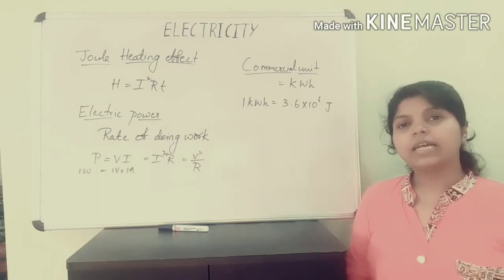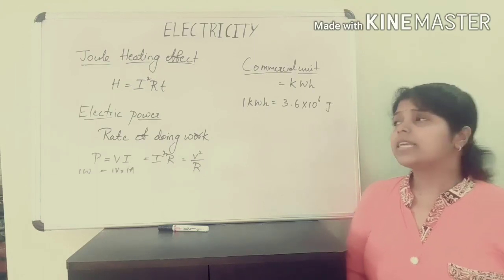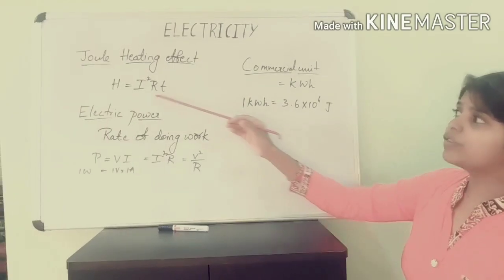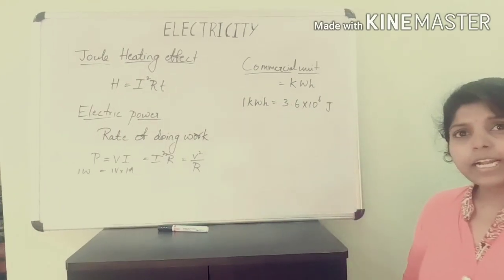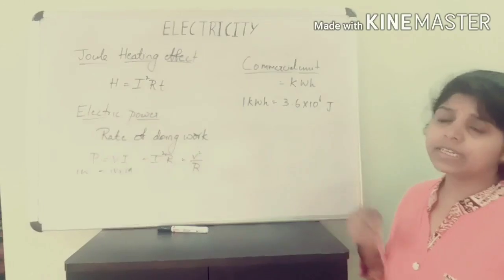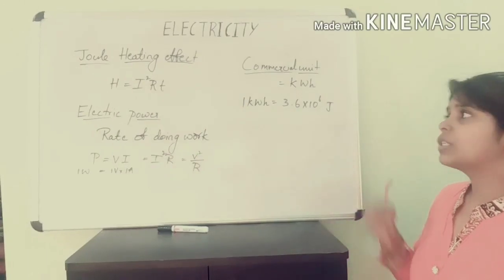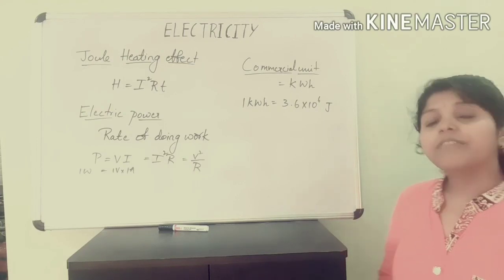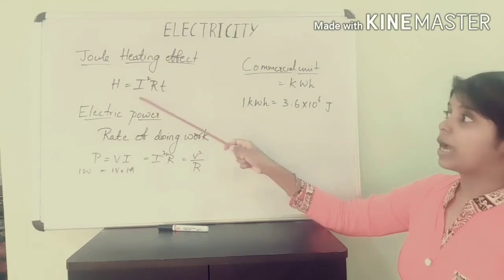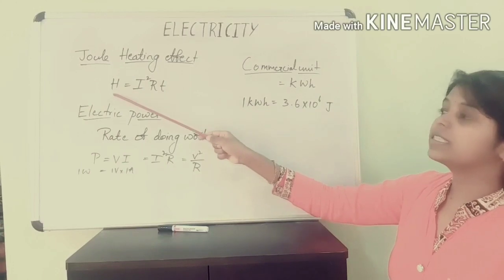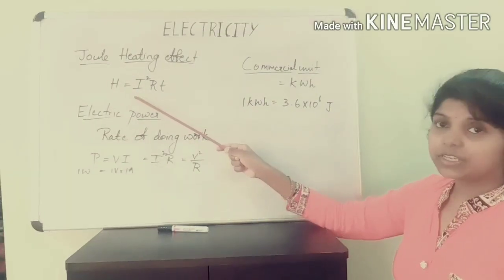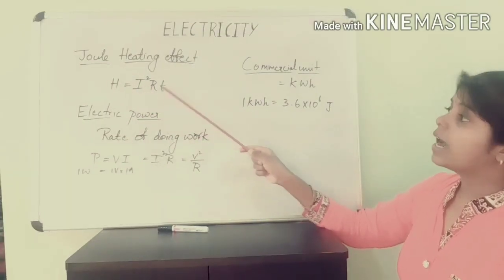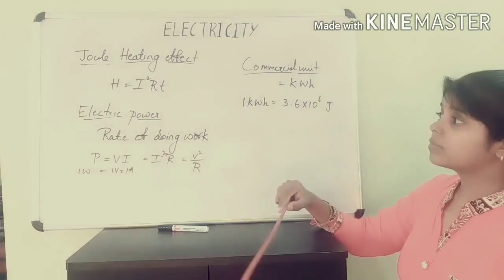It states that the heat produced in a conductor is directly proportional to the square of the current, and it is directly proportional to the resistance for a given current, and it is directly proportional to the time for which the current is passed. Mathematically, we write it as H is equals to I square RT. Here H is heat energy, I is electric current, R is resistance, and T is time.